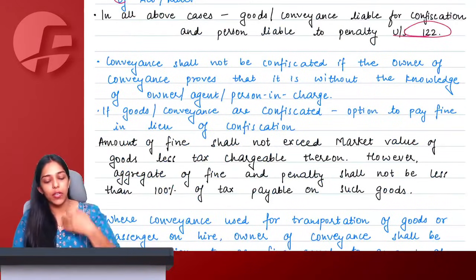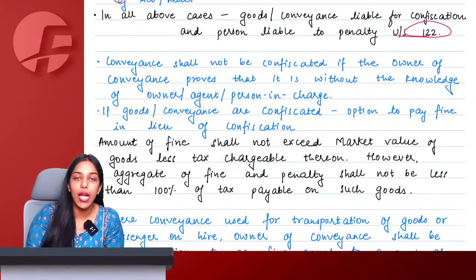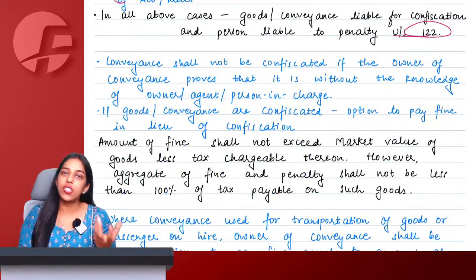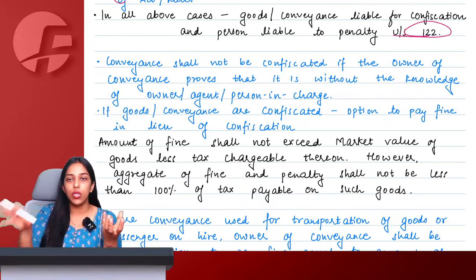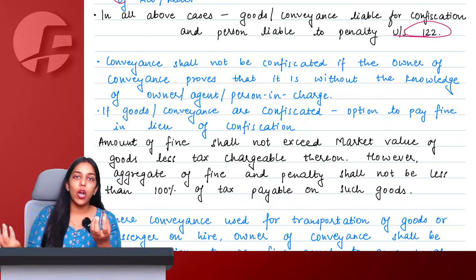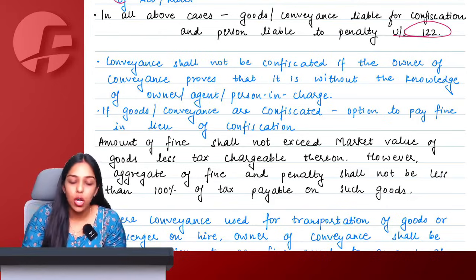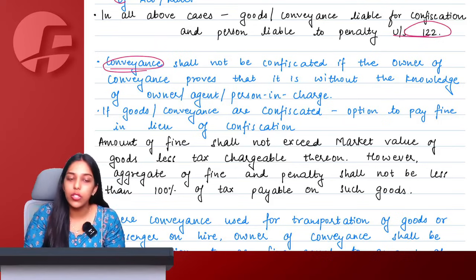Conveyance shall not be confiscated if the owner of the conveyance proves that he was a simple transporter. I never knew, I was just a transporter. I never knew that these goods are offensive or that taxes are not paid on these goods. So if the owner of the conveyance proves that these things were out of his knowledge, then the conveyance is not going to be confiscated.